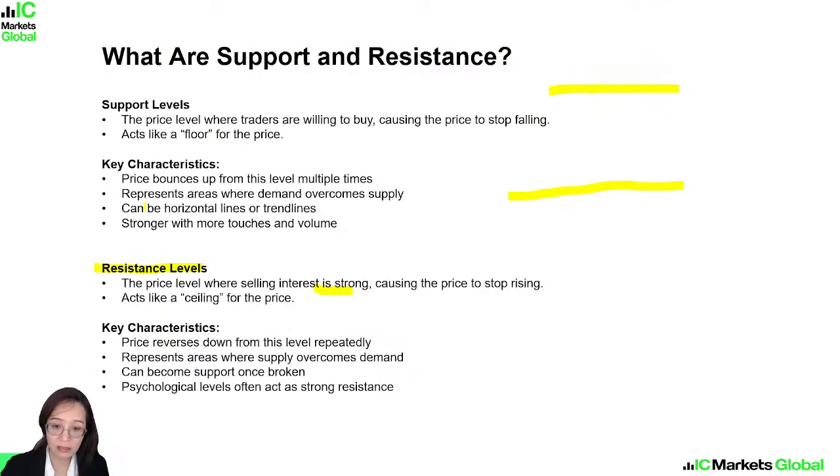So basically you look for a lot of bounces there multiple times. For the resistance as well, when the price goes there you have a lot of rejection, a lot of wicks at the resistance, then you could call that a strong resistance level.